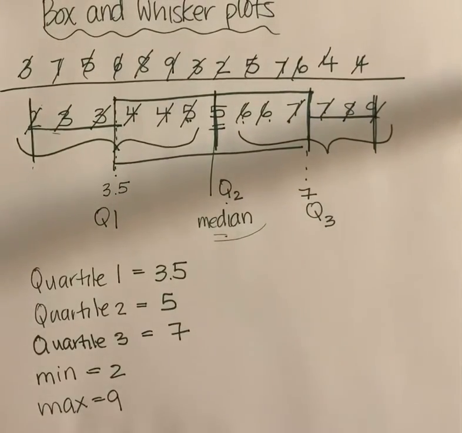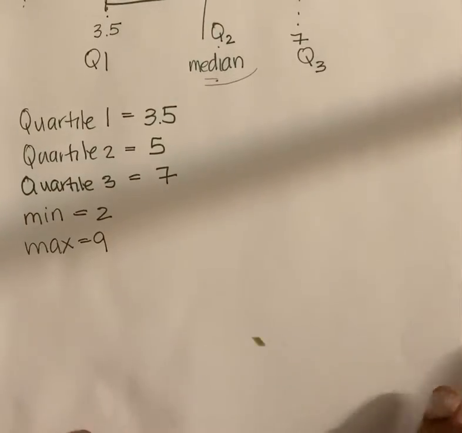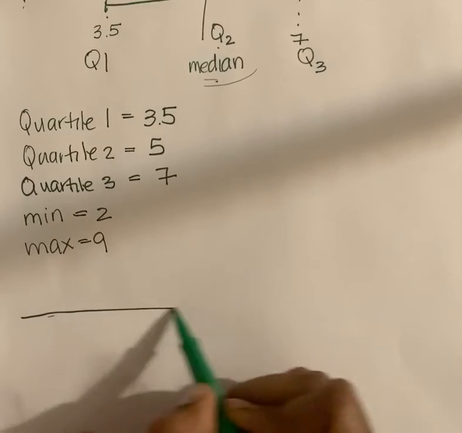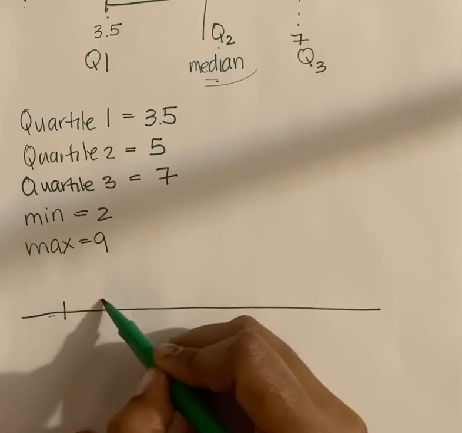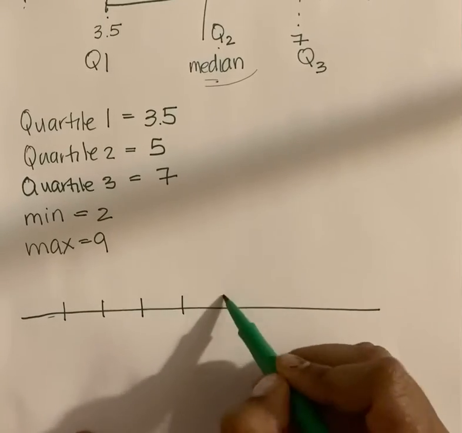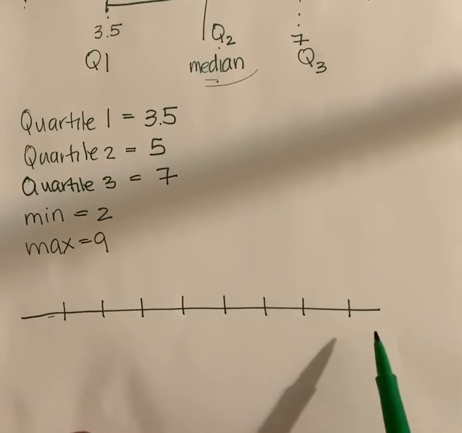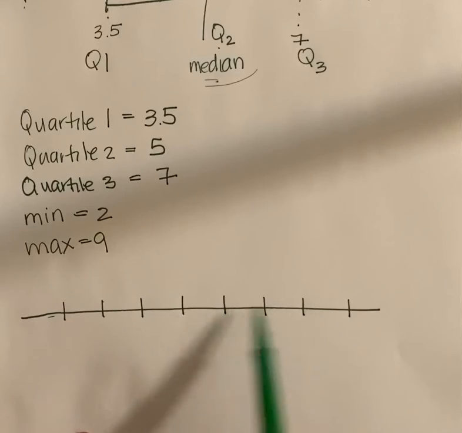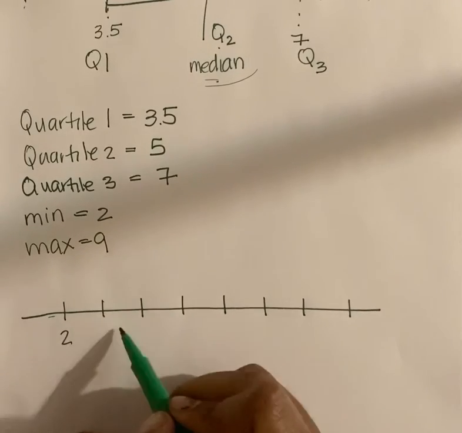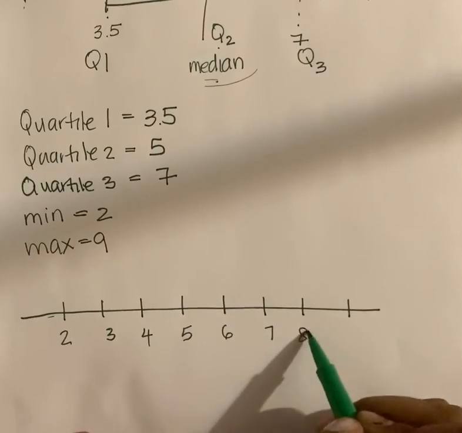This is not your official one, because your actual box and whisker plot needs to go onto a number line. So I'm going to create my number line. I need to go from 2 to 9. So 2, 3, 4, 5, 6, 7, 8, 9. And remember, when you're labeling your axes, your intervals need to be spaced out as evenly as possible. So here's 2, 3, 4, 5, 6, 7, 8, and 9.